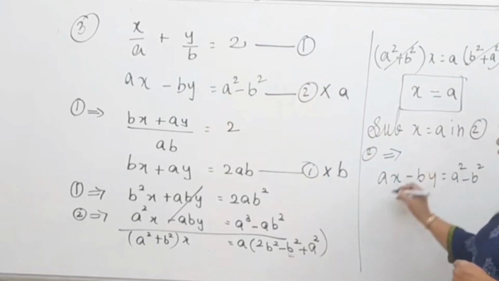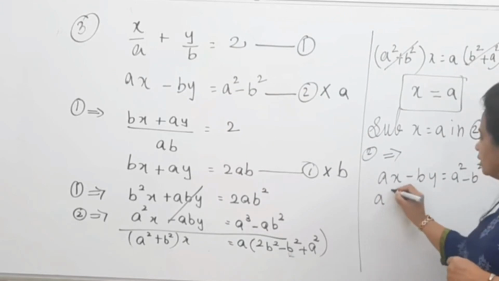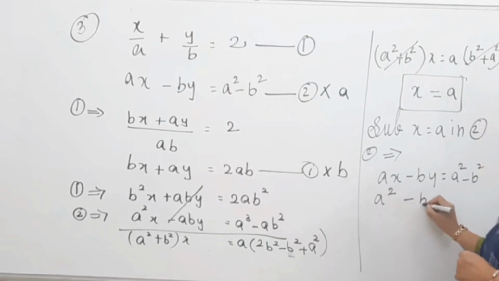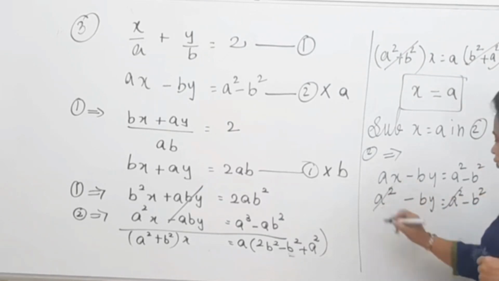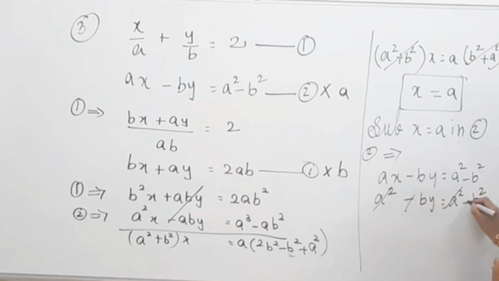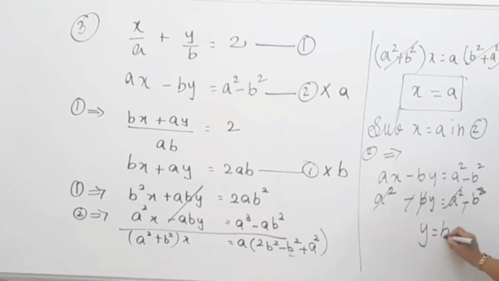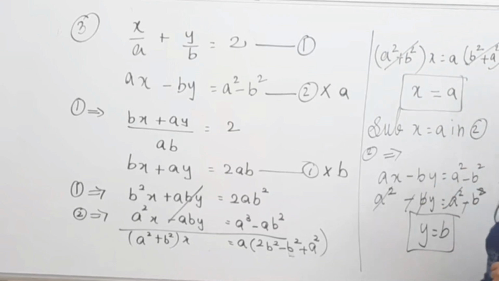Now, I have my x is equal to a, that means it becomes a square minus by is equal to a square minus b square. So, a square gets cancelled and minus gets cancelled and b gets cancelled. That means y is equal to b. So, I get my values, x is equal to a and y is equal to b.